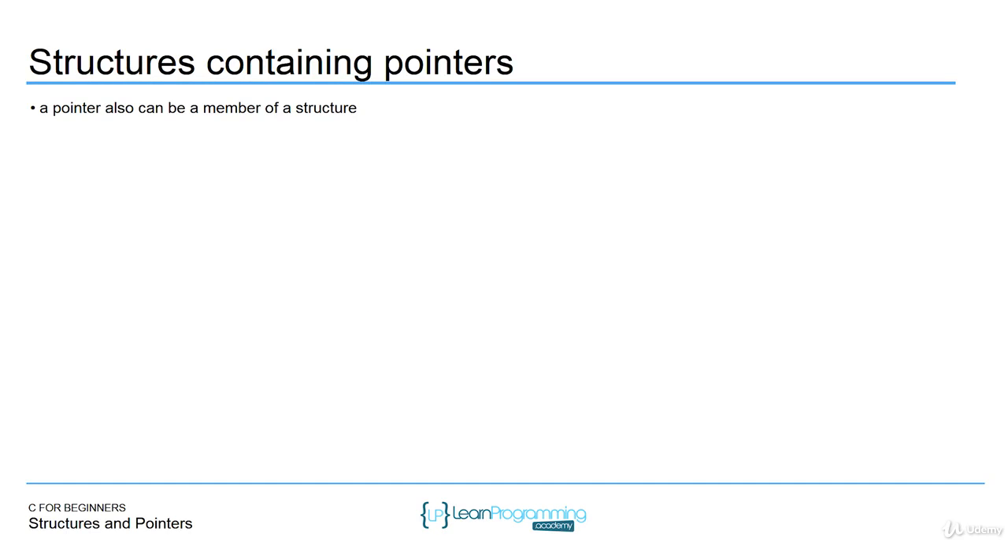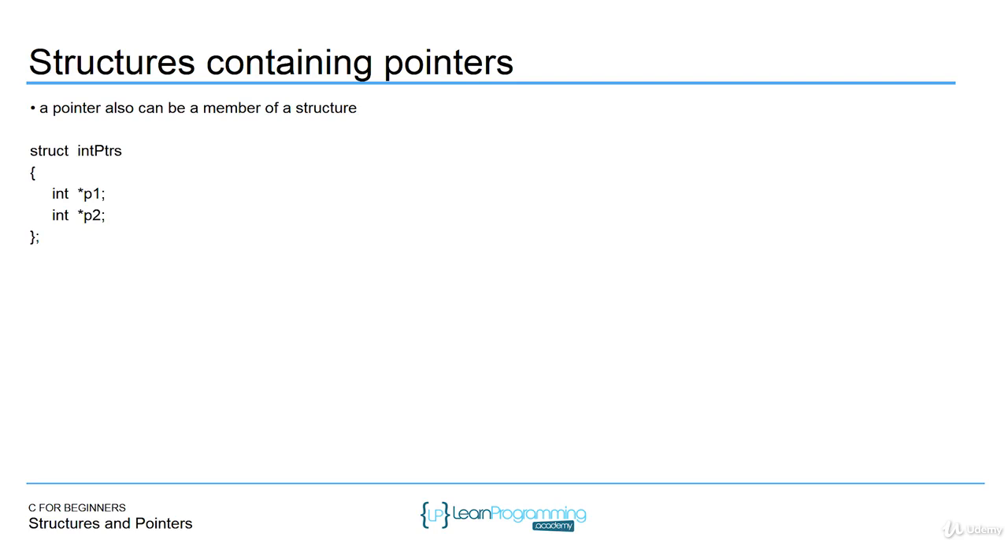Now let's talk about structures that contain pointers. We know how to create a pointer for a structure. We could allocate memory for that pointer if we didn't want to assign it an existing address of an existing struct. But you can also have elements inside a structure that's a pointer itself. So a pointer also could be a member of a structure. We don't have to use that character array.